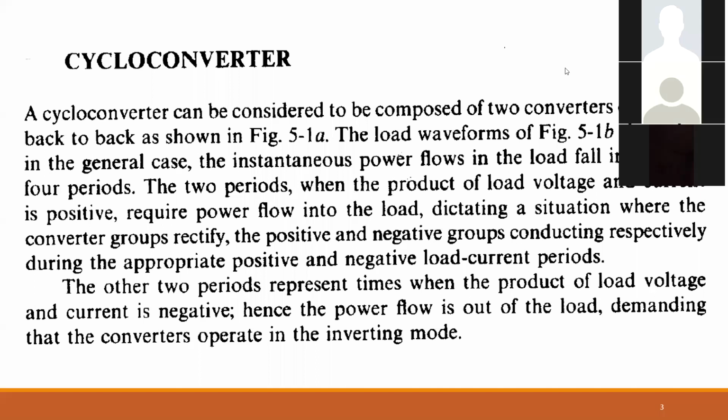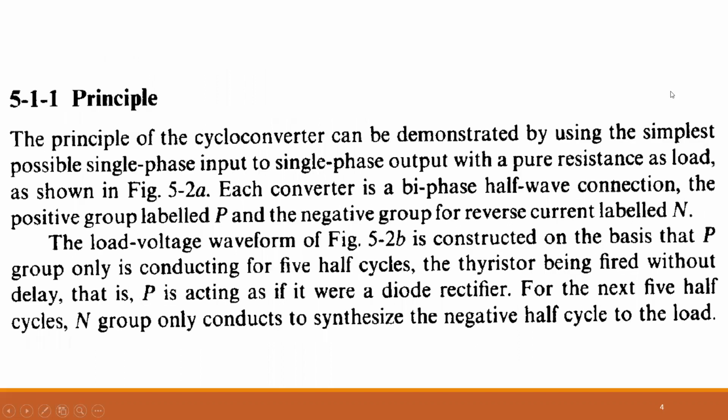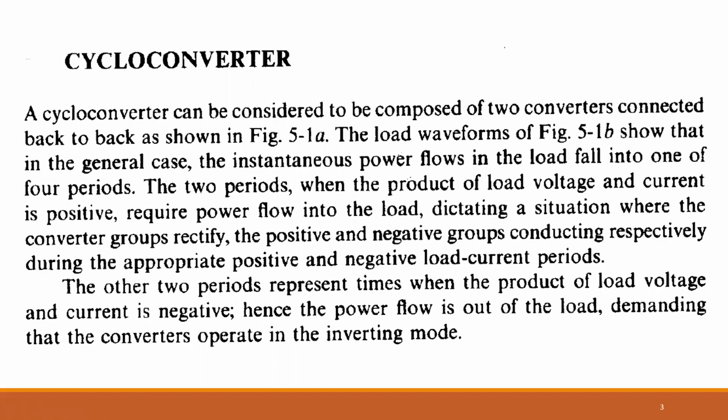So what we have to do is provide a firing pulse such that we can control its output period. If we come toward its circuit, here two periods represent the times when the product of the load voltage and current is negative. So the power flows out of the load, demanding that the converter operate in the inverting mode.